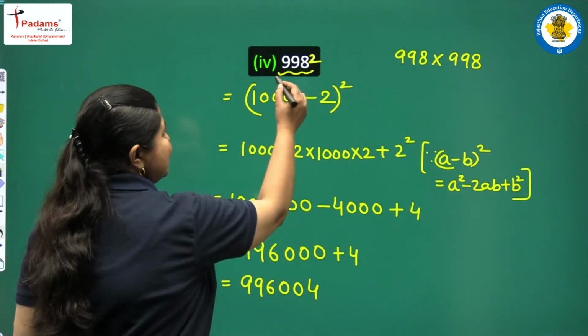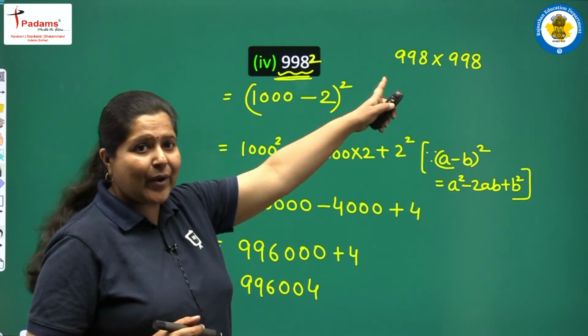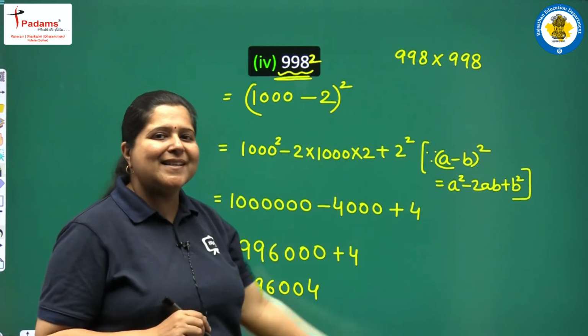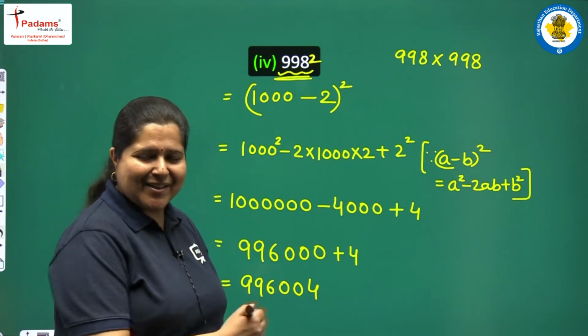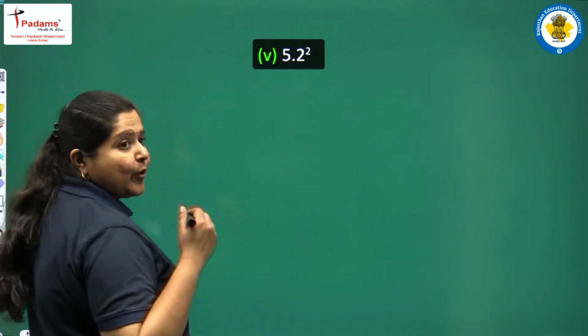This is the square of 998. So quickly we have got the answer. And if you were squaring it the usual way, your answer would not have come by now. I am sure about this. So this is a quick shortcut. Getting it? Next we have 5.2 square.